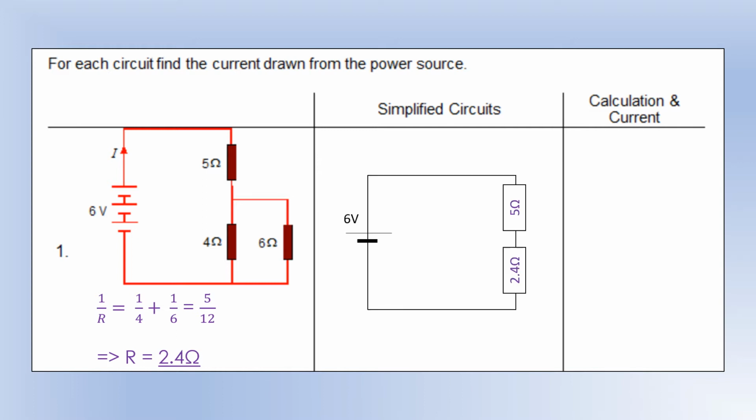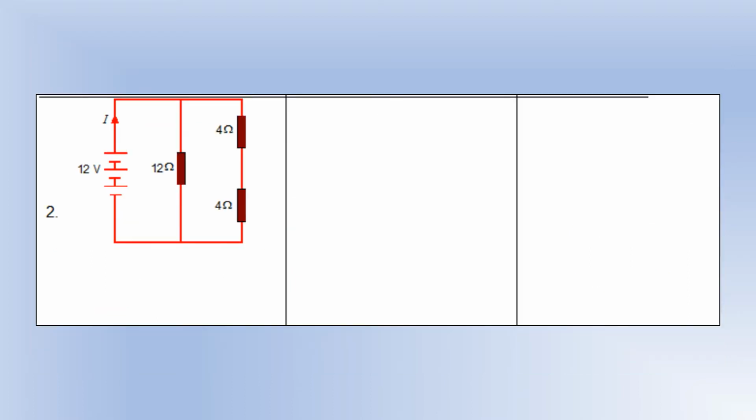So now we can redraw the circuit like this. We've essentially replaced the two resistors with one resistor, but the battery current will be the same in this scenario. And once we've got this, calculating the current is pretty straightforward. We're going to do potential difference divided by the resistance, and that gives us a value for the current. Okay, so let's go on and have a look at a different one.